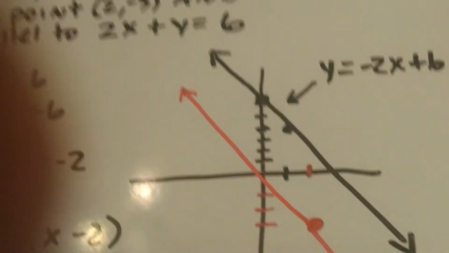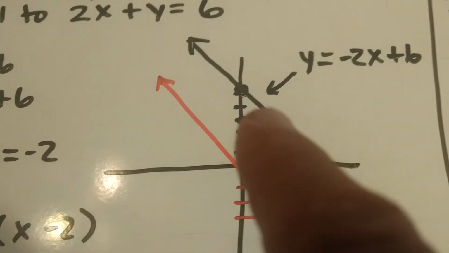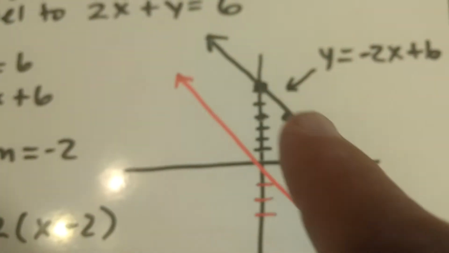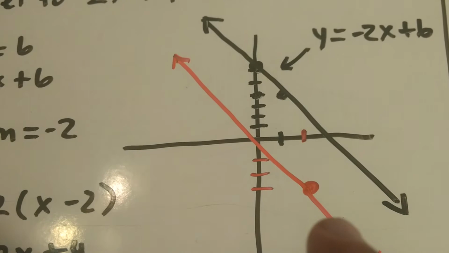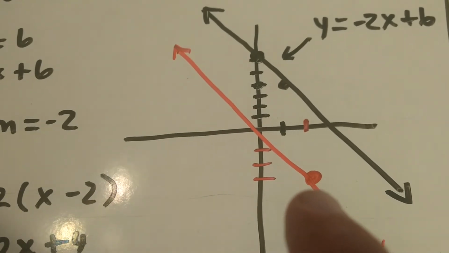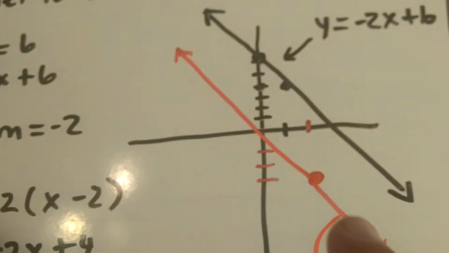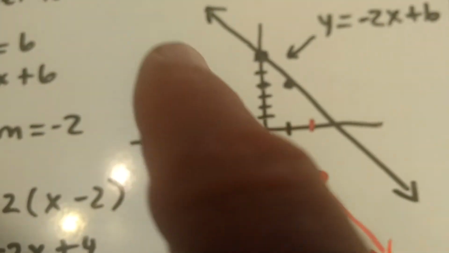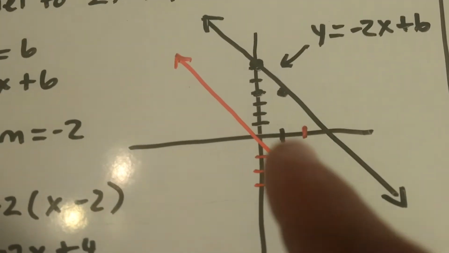I can come over here and I can graph it. I start with 6 at the y-intercept, go down 2 and over 1. There's my line. Here's the point 2, negative 3. And I've drawn in red what should be the line in parallel. What I'm trying to do is find the equation of the red line that's parallel to the black.